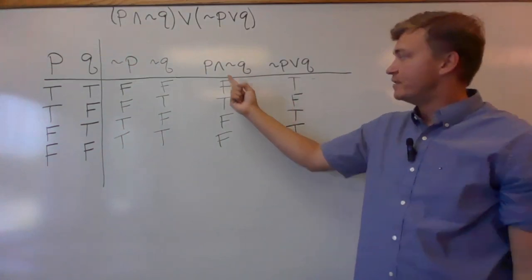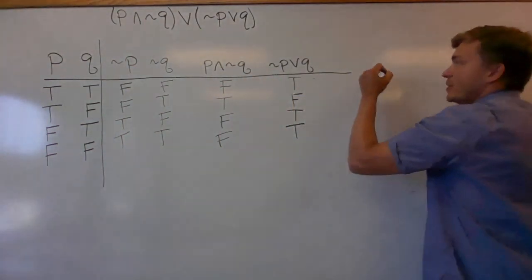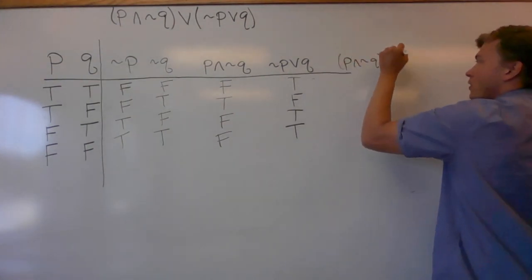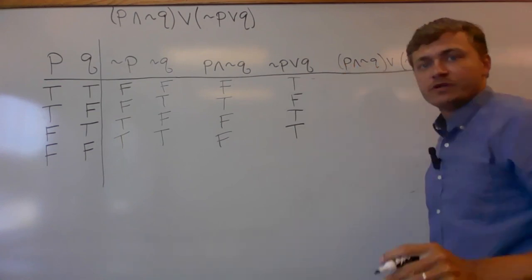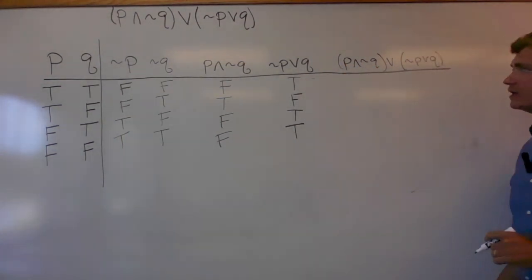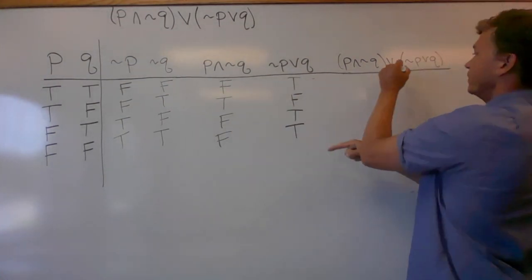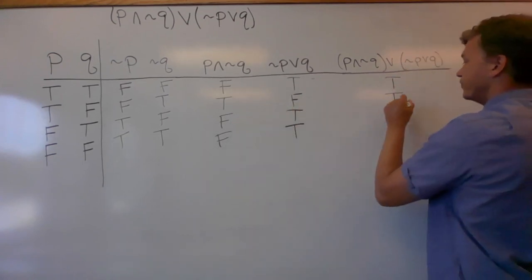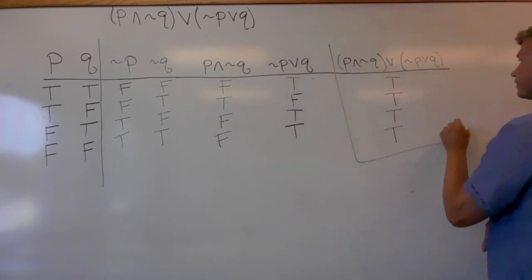So lastly here, we want to take these two columns and combine them using a disjunction using our OR statement. And that'll be our last step. P and not Q, or not P or Q. I just want to make sure the board is accepting of it and looks to be. Take the last two, combine them with the OR statement. False or true is true. True or false is true. False or true is true. False or true is true.